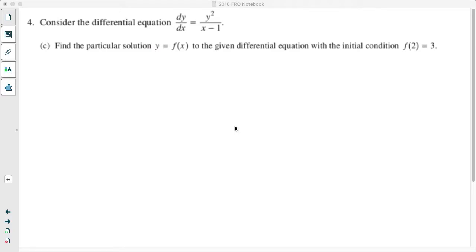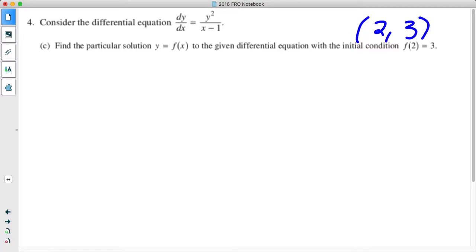2016 free response questions, picking up where we left off earlier. We got number 4, part C. We want to find a particular solution. We're given this value right here, which tells us we have the point. If f of 2 is equal to 3, that tells us that we have the point (2, 3) that we're going to plug in later when we find our value for C.